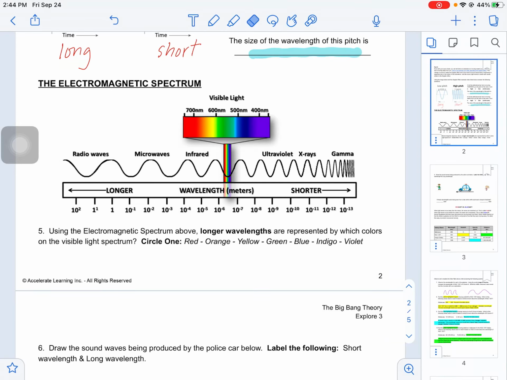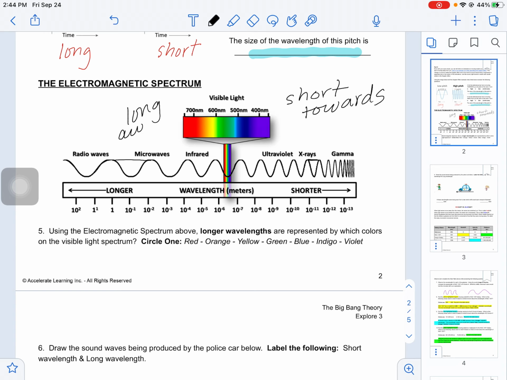So looking here at our electromagnetic spectrum, we get a really good spot to pull all of our information together. Here we have long waves on this side, because we're looking at this being larger than the short waves over here. From our review, we were reminded that shorter waves are presented when an object is moving towards another, and long waves are presented when an object is moving away.